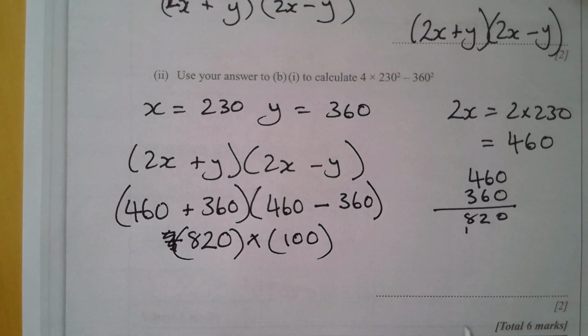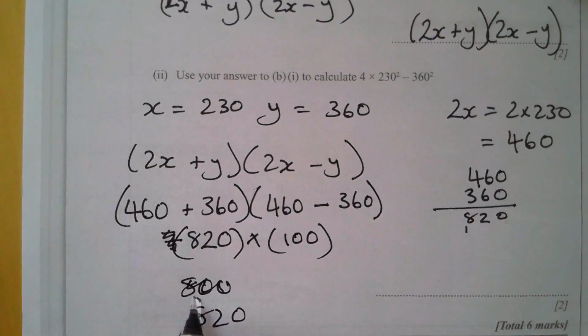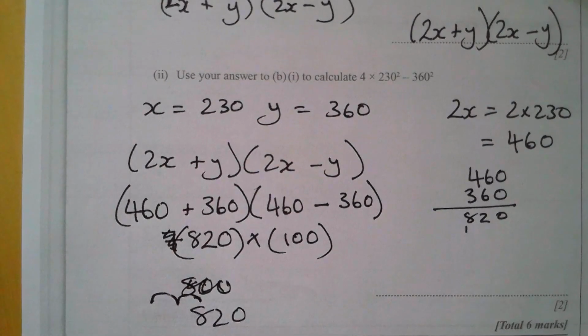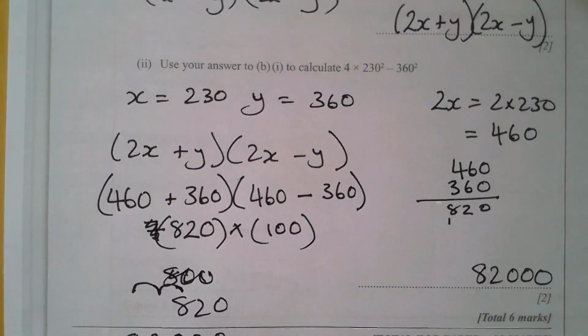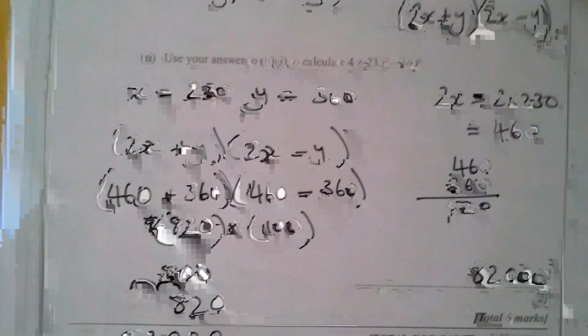820 multiplied by 100. What we're doing is we're moving this 2 decimal place to place values 1, 2 here, which means we write 82000, and the answer is 82000. Oh, I like those sorts of questions as well. And there we have it.